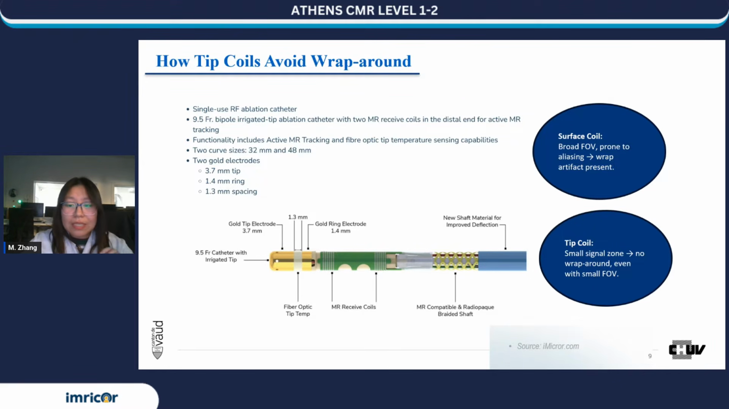This catheter has tiny MR receive coils right at the tip, with a very small signal zone. That means even with a small field of view, no signals come from outside, so no wraparound can happen. In contrast, surface coils have a wide sensitivity range and are much more prone, so by design, tip coils avoid wraparound artifact.